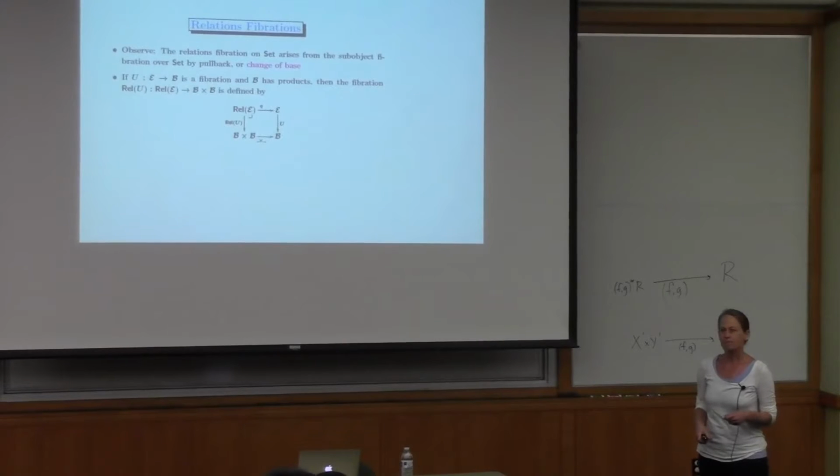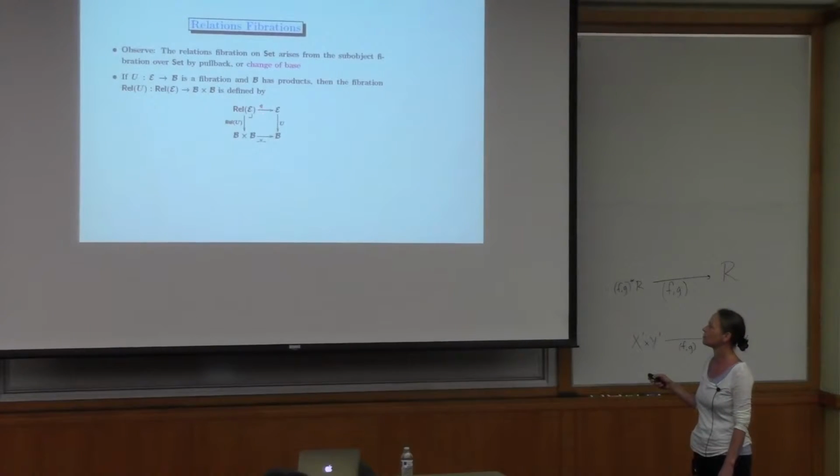Just think of some things I'm going to call relations. They're going to play the role that relations played in our sets and relations model. So relations are over base things cross base things. Like if I were looking at the relations fibration on Set, this would be Rel, the thing we were just calling Rel, and this would be Set cross Set. I'm going to call that fibration Rel U, the relations fibration on U.